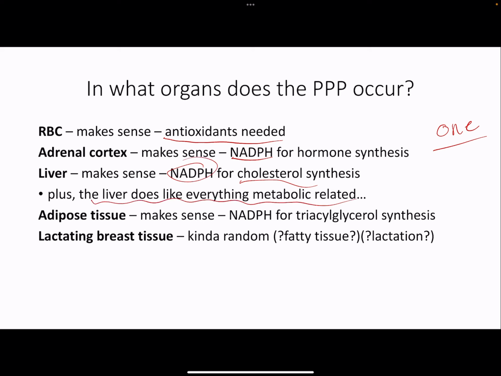Plus, the liver is, just as we said, involved in everything. Adipose tissue makes fats. If you make fats, NADPH will be helpful. And then lactating breast tissue. I guess there's a lot of fatty tissue in breast, and during lactation, there's more fatty tissue, or maybe you need more antioxidants for the breast milk. I don't really know, but it's also in lactating breast tissue as well.